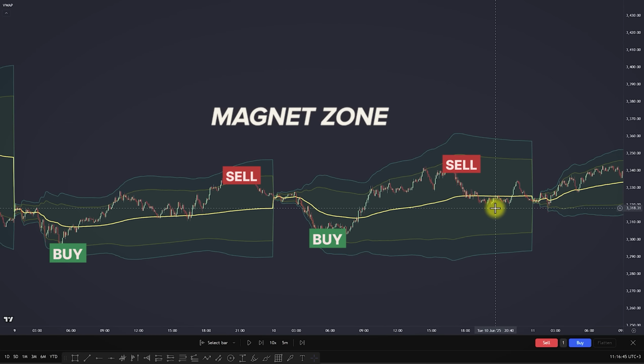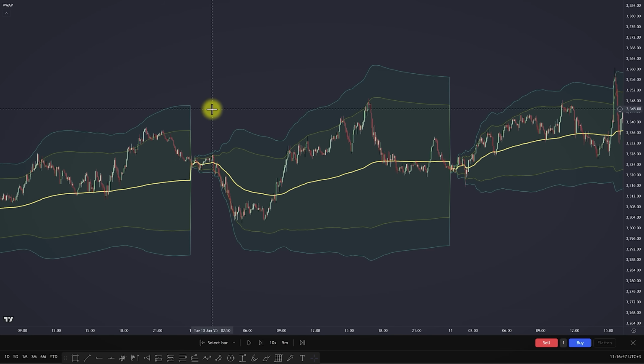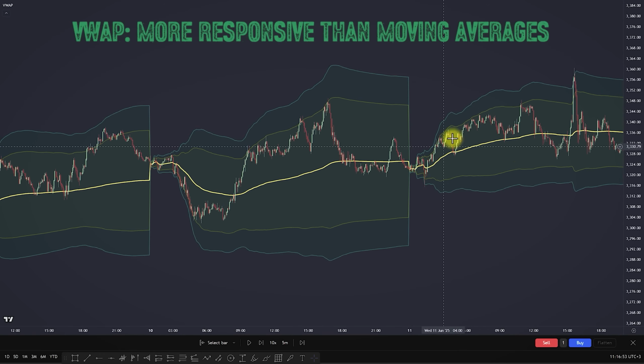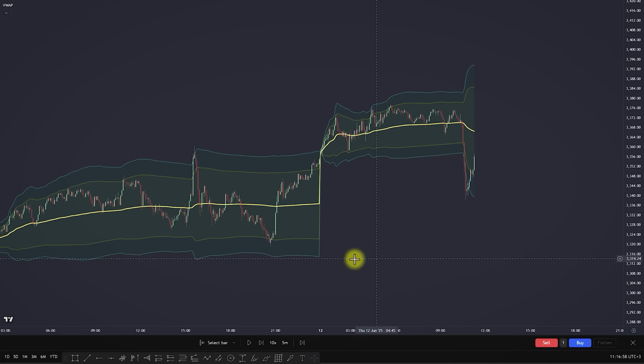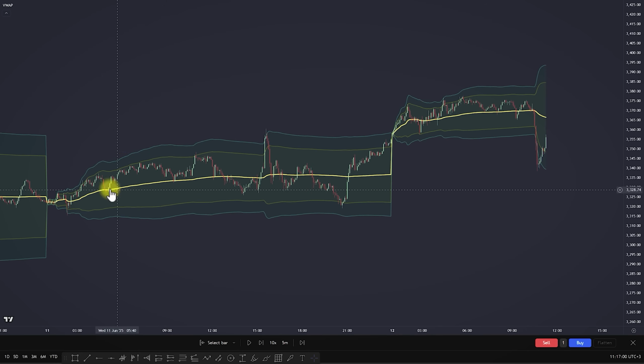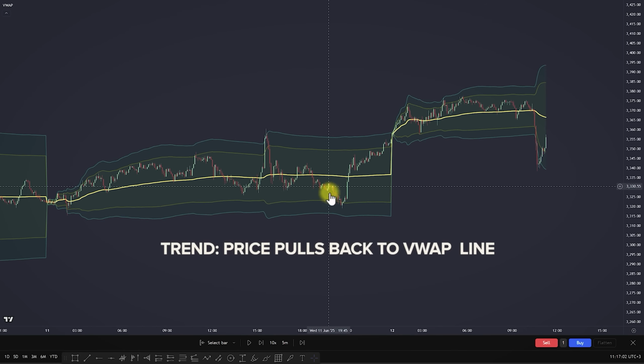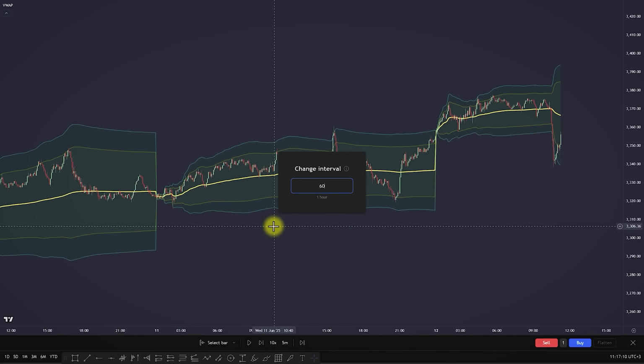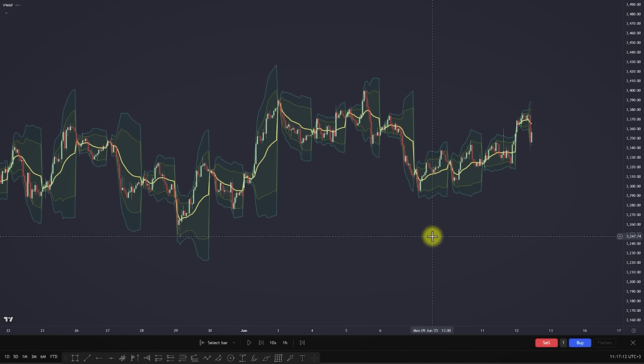So let me show you how to use this. Add VWAP to your 5-minute chart. You'll see it as a dynamic line that moves with price, but it's much more responsive than a moving average. Watch how price behaves around it. In a trending market, price will pull back to this line. It touches the VWAP, bounces off it, and continues in the direction of the trend. This is your entry anchor.